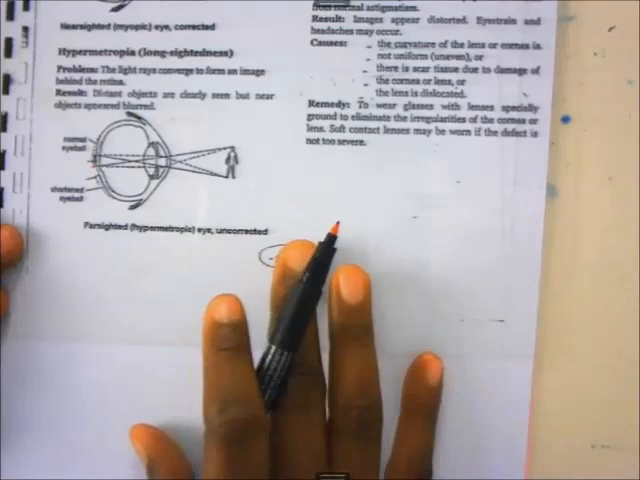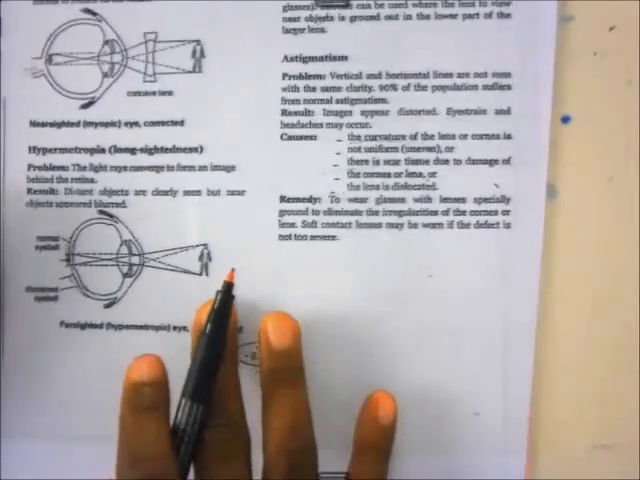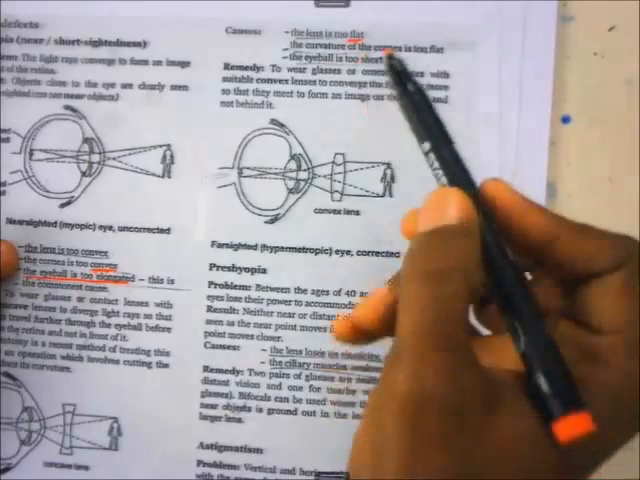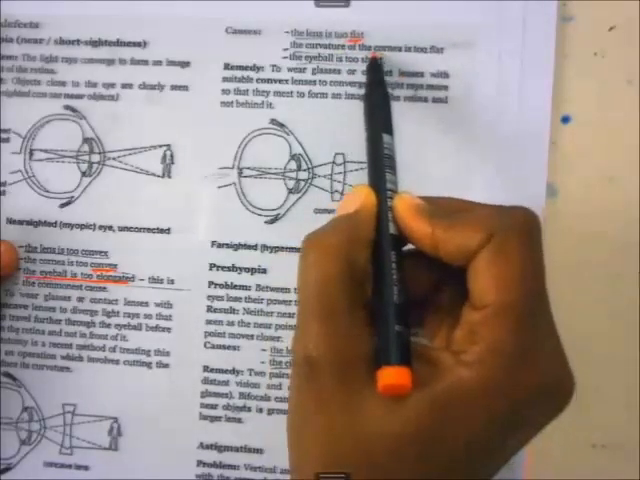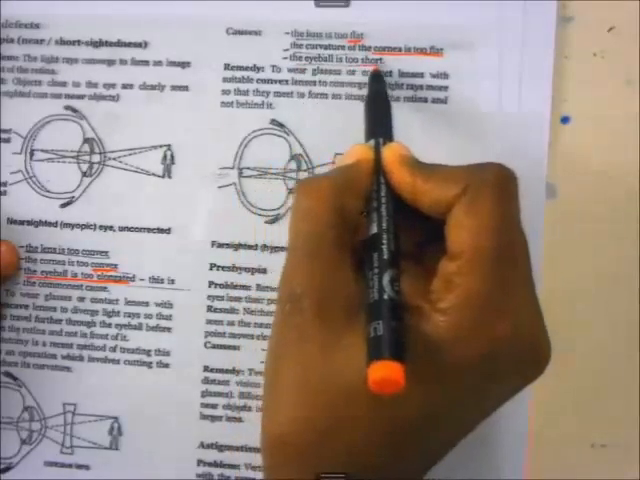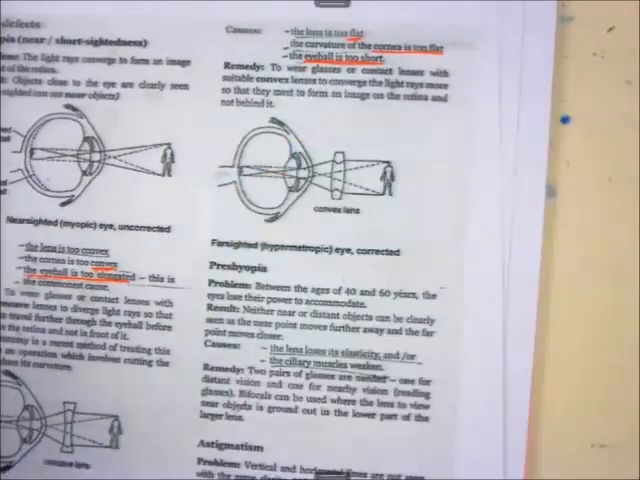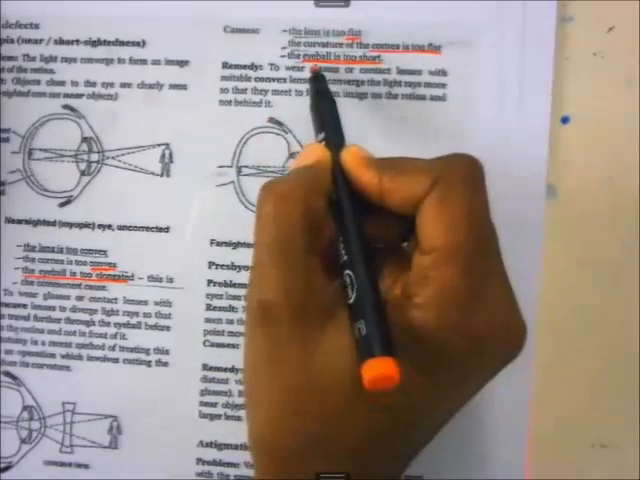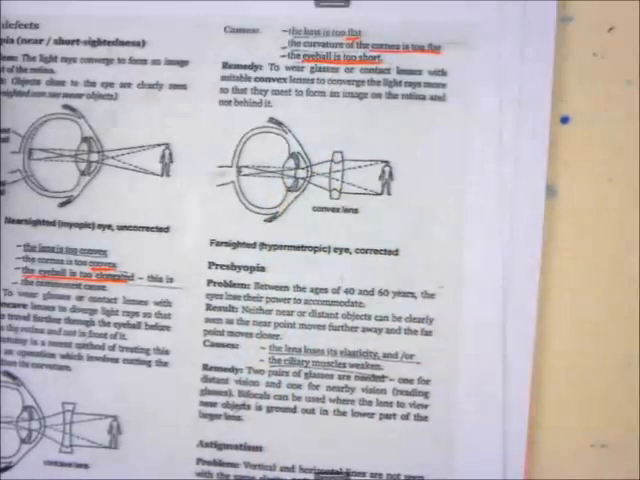So now, what could be the cause? The cause could be that the lens is too flat. Or the curvature of the cornea is too flat, and then the eyeball is too short. The commonest cause is that the eyeball is too short.